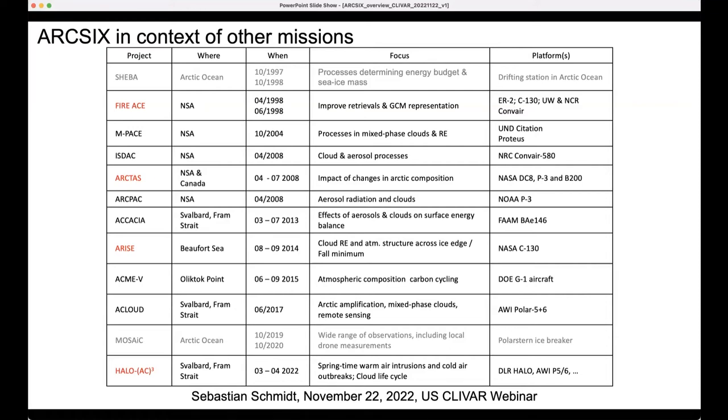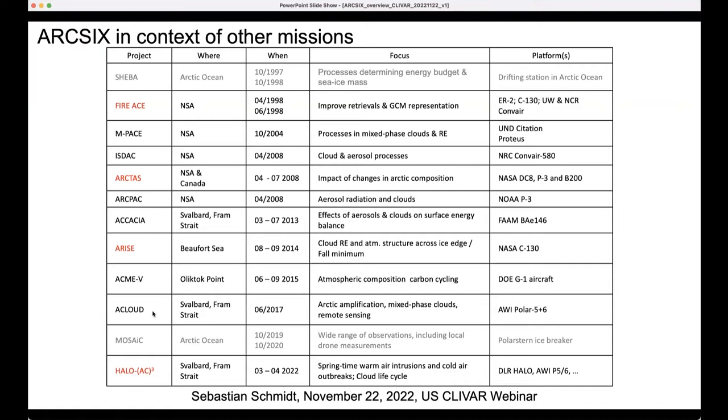I'm highlighting a few other missions here. You can read for yourselves what the others are, but I'm highlighting some in red. The next NASA campaign is ARCTAS, which was mostly dedicated to understanding aerosol radiative effects in the Arctic, so over bright surfaces. That was in 2008. And then Patrick just mentioned the ARISE mission, which was done with leftover funds at some point to understand the role of radiation in the surface melt at the time of the sea ice minimum in September. I mention ARISE specifically because our mission, ARCSIX, owes a lot of heritage to that.